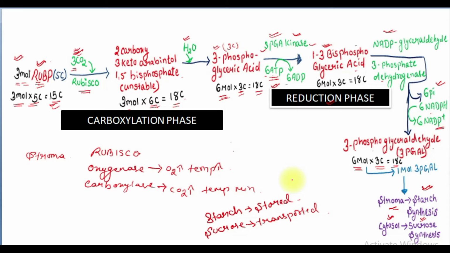Okay, here we are getting 6 molecules of 3-carbon containing compound for equating the equation, so that we will get 18 carbon in return. Now this 3-phosphoglyceric acid will be converted into 1,3-bisphosphoglyceric acid, and for this we need an enzyme, 3-PGA kinase, and 6 ATP will be utilized over here, and we will get 6 ADP. Now this 1,3-bisphosphoglyceric acid is in the acidic form.